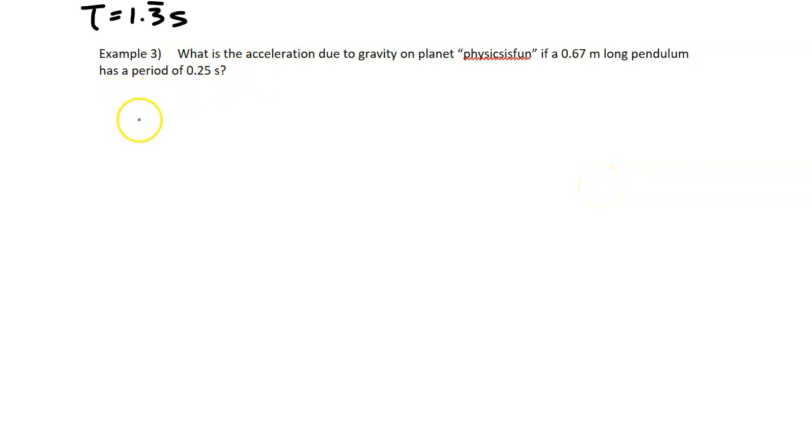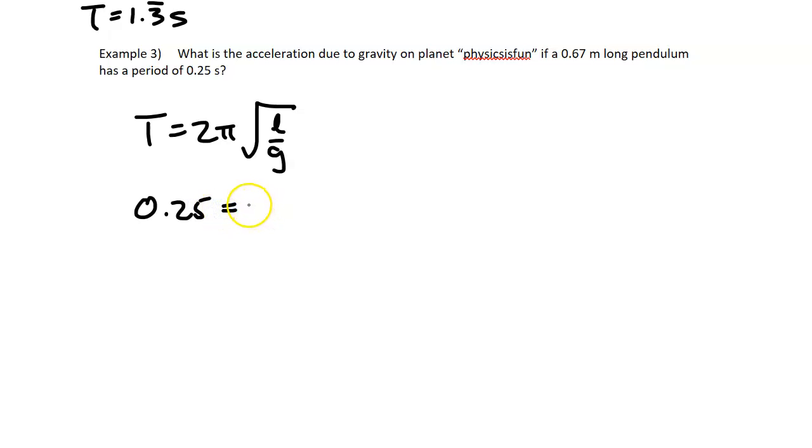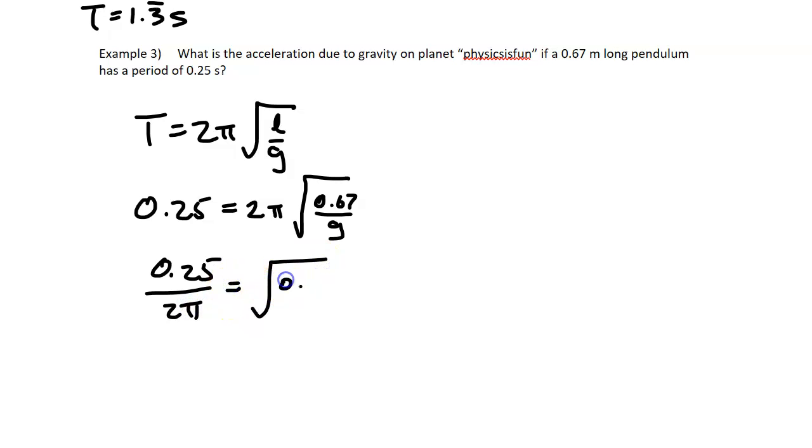One last example. Period is equal to 2 pi square root L over G again. We've got a period of 2.25 seconds, so not a lot of time for a pretty long pendulum, considering. So we are going to expect a pretty high acceleration due to gravity, 0.67 divided by G. First thing we're going to divide by 2 pi. We'll get the square root of 0.67 over G, and this 2.25 divided by 2 pi gets you 0.0397 is equal to the square root of 0.67 over G.